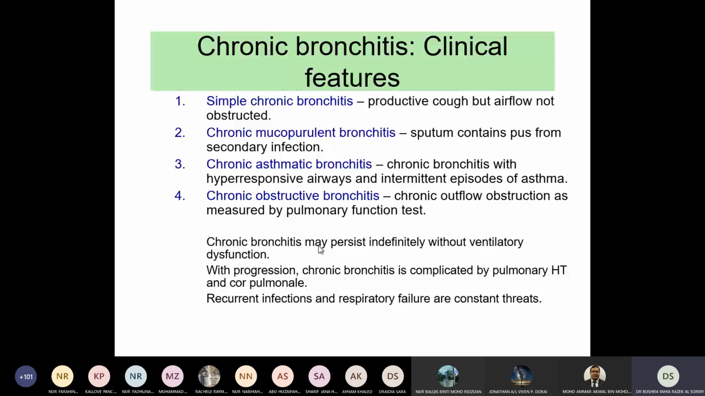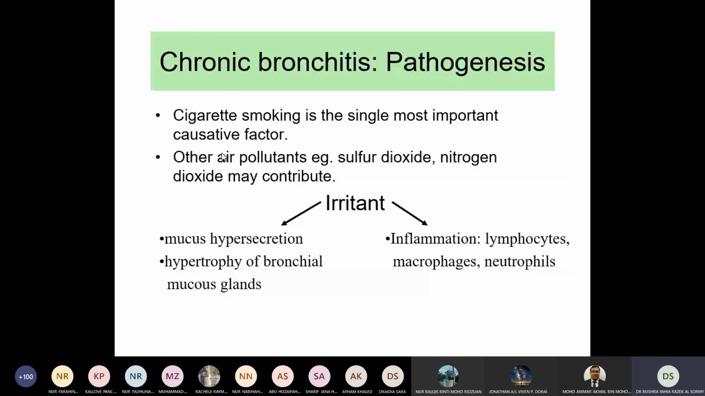So what is the pathogenesis? As we said, cigarette smoking is the single most important causative factor. Other air pollutants like sulfur dioxide and nitrogen dioxide may contribute. These irritants cause inflammation, so you can see lymphocytes, macrophages and neutrophils at the site of inflammation, as well as mucus hypersecretion and hypertrophy of bronchial mucus glands.